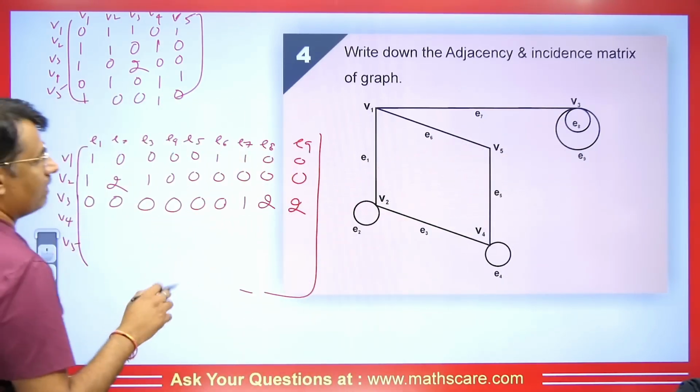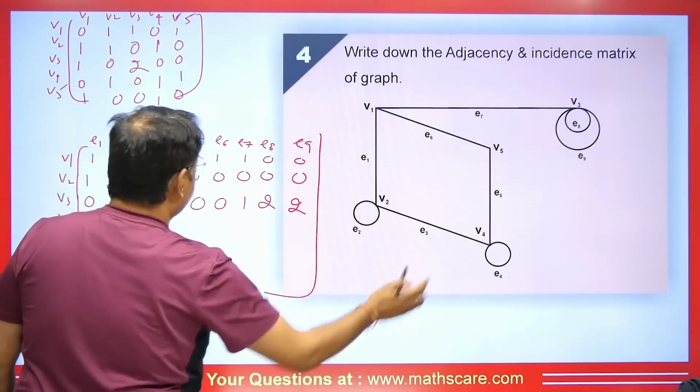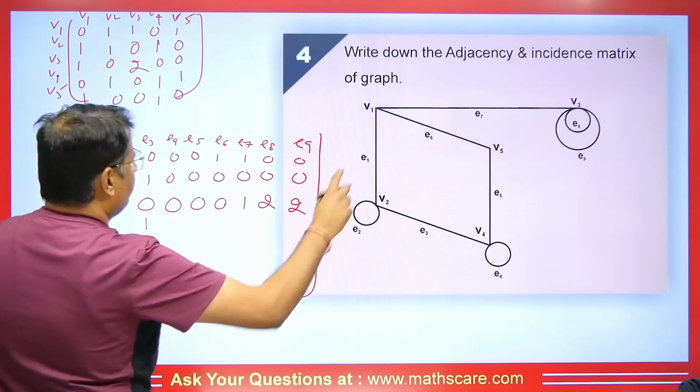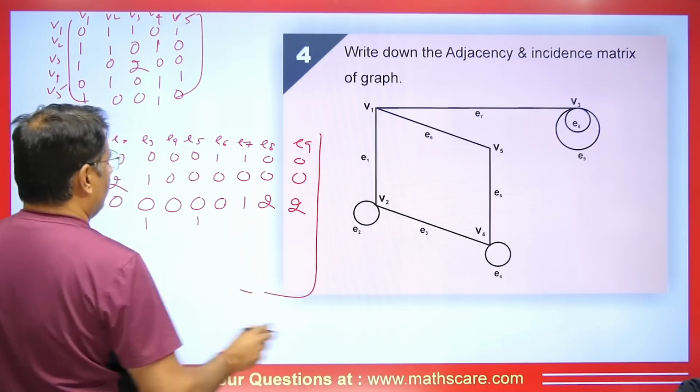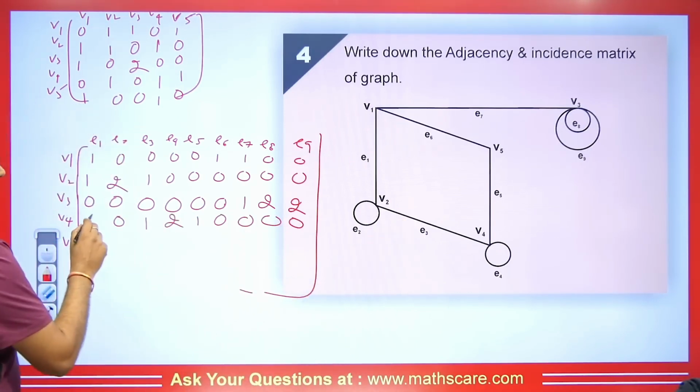Now let's talk about V4 that we have here. Which edge is connected from V4? E3 is there, put 1 in its place. E5 is there, put 1 in place of E5. And E4 here will become 2 because of the self loop, right? Rest all the elements we have here will become 0.